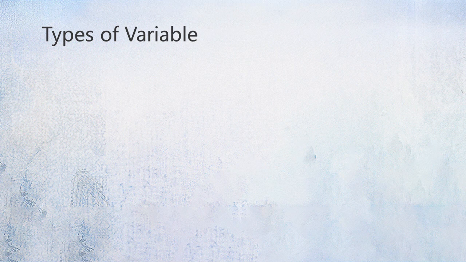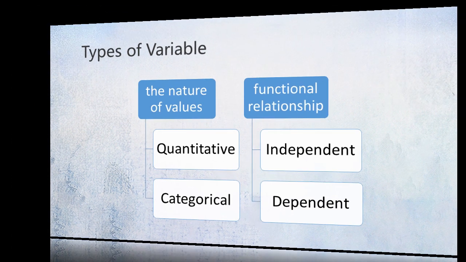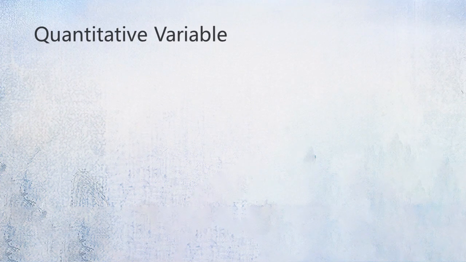In research, variables are categorized mainly into two ways. Based on the nature of values, they are divided into quantitative and categorical. Based on their functional relationship, they are divided into independent and dependent variable. First, let's talk about quantitative variable.